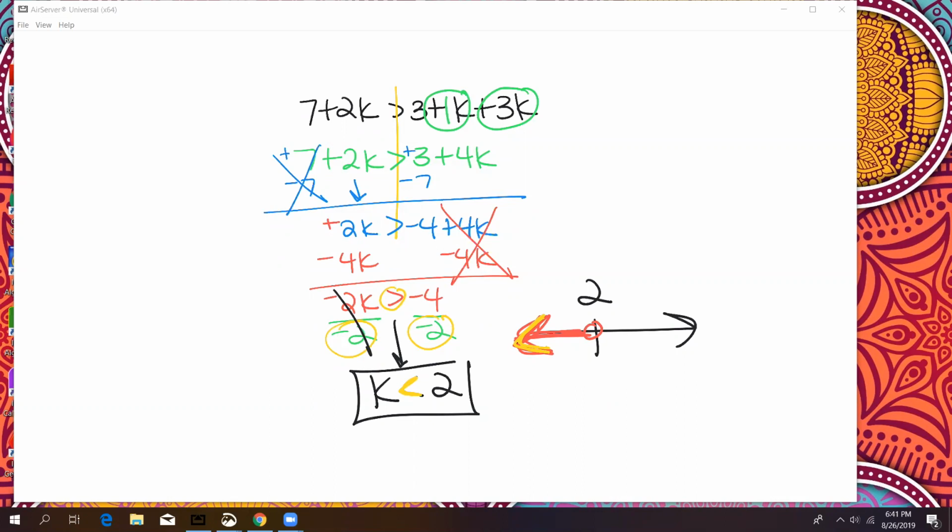All right, let's do a compound inequality. Okay. All right, so let's say 3 is less than or equal to 2x minus 11, which is less than or equal to, let's go big. Let's go 21.